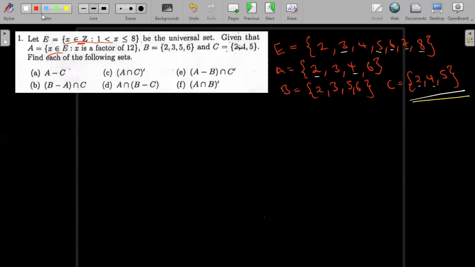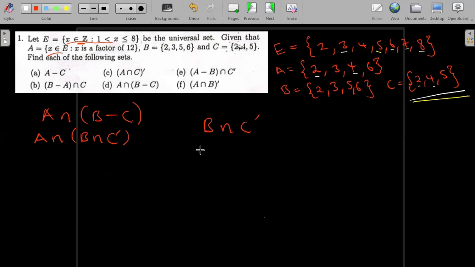Part D says A intersect B set difference C. So I can write that as A intersect B intersect C complement. I can start with what I have in the bracket, that is B intersect C complement. My C complement can easily be found because it is just those elements that are not in C.